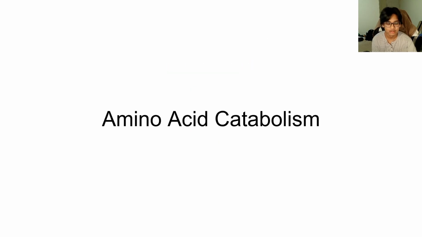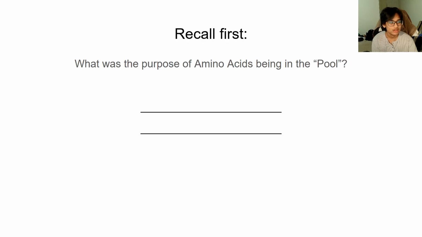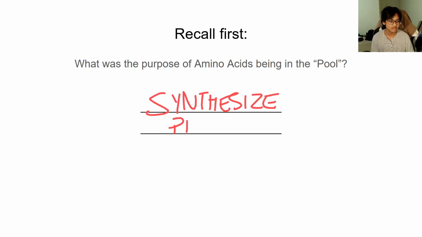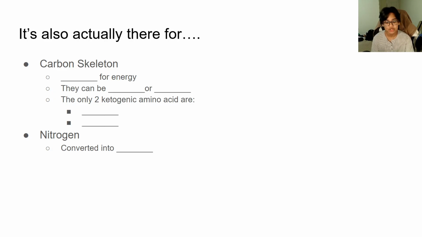Okay, amino acid catabolism. This is the longest part. What's the purpose of amino acids being in the pool? Go back, figure it out, come back. Okay, it is to synthesize proteins. That's why it's in the pool, right? Because we need those to function, right? Okay, good. Psych, it's actually there for other things too. It's there for the carbon skeleton and nitrogen as well.